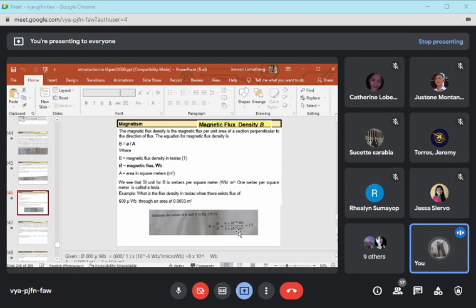Now, for the area, that's 3 times 10 to the negative 4. If we are going to go back to how we will convert this to the power of 10, then you just have to do the same. So 1, 2, 3, 4. So that's why 3 times 10 raised to the negative 4. So that would give us 2 Tesla.